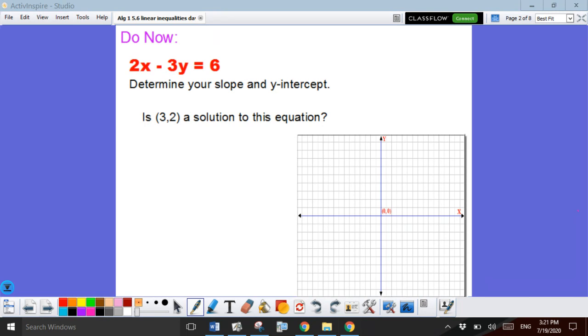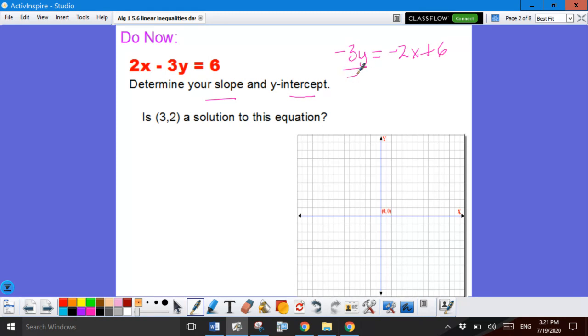All right, so remember, if we're graphing and we need slope and y-intercept, that means I'm solving for y. So negative 3y would equal negative 2x plus 6. And if I'm dividing by negative 3, I get y equals 2/3 x minus 2. And graphing, so there's negative 2, and I'm going up to the right 3. So 1, 2, 3.